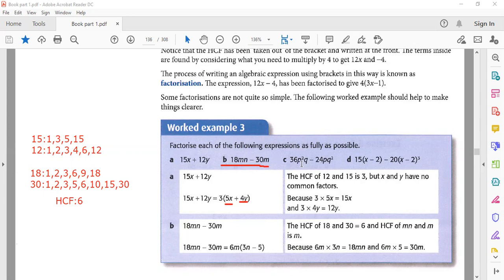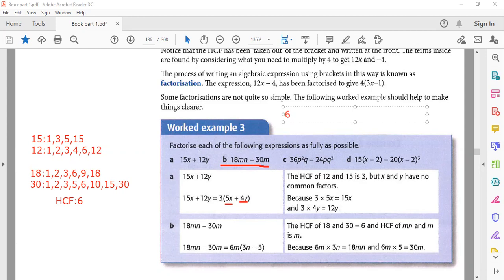Let's start doing this one. This will also have the common number 6 as well. So I just take a common of 6. So what I need to do here, it's part C. I just take common 6.